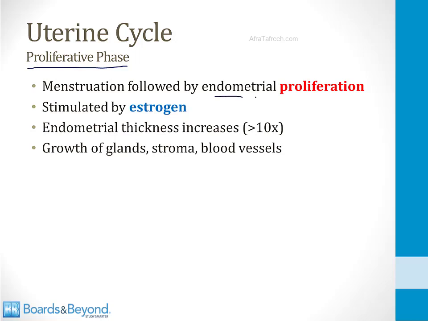Menstruation is followed by endometrial proliferation. This is stimulated by estrogen. The endometrial thickness increases. It can get more than 10 times thick over the course of the proliferative phase. There is growth of the glands, the stroma, and the blood vessels inside of the endometrium.